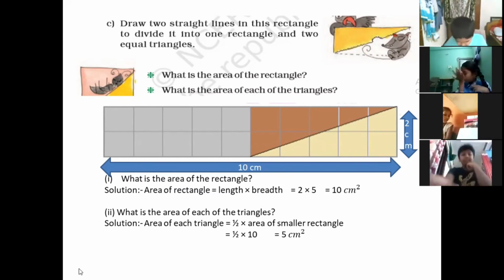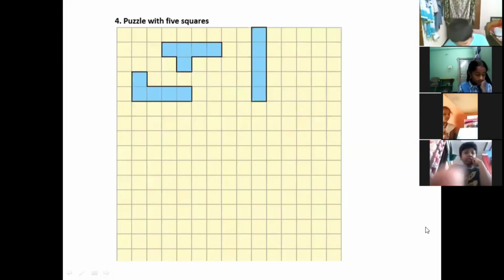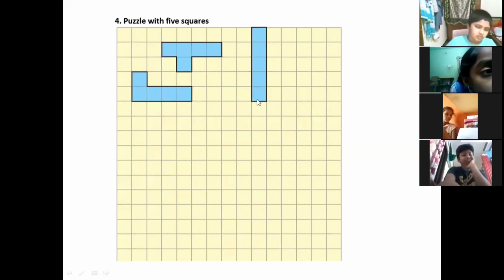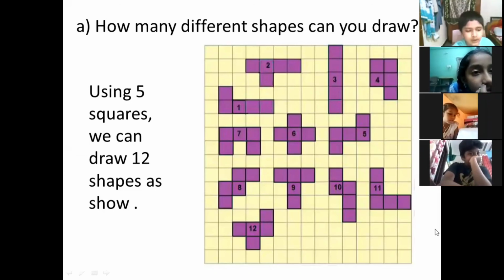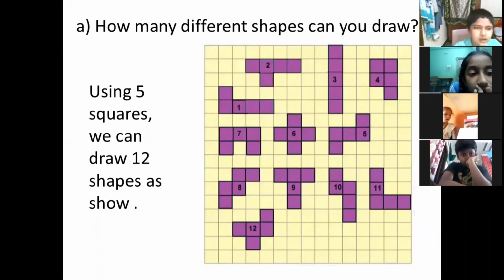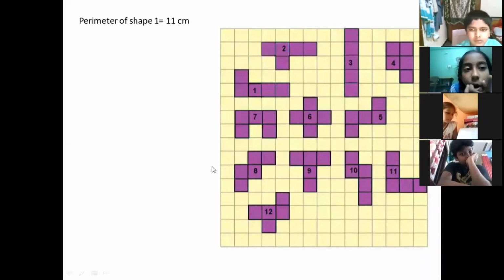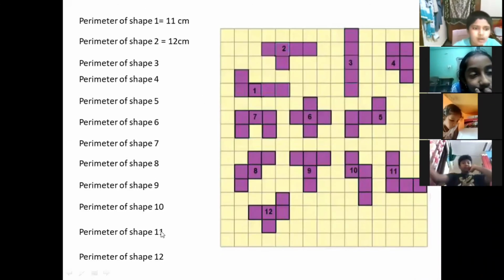So next here you have activity time. Now you have to do these activities. Puzzle with 5 squares. So in this you have to draw any 5 squares on this graph sheet. Like this you can draw. You can draw 12 shapes with 5 squares. Then what you have to find is which shape has the least perimeter. For that, we need to find out the perimeter of all the 12 shapes.